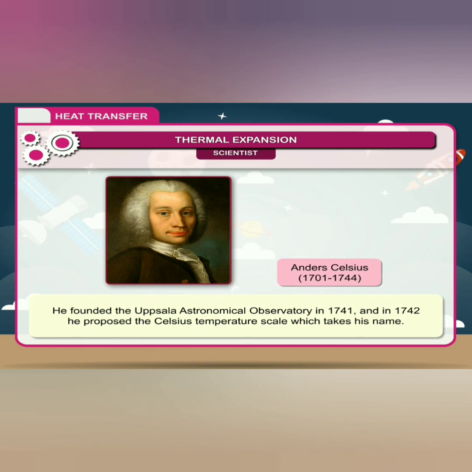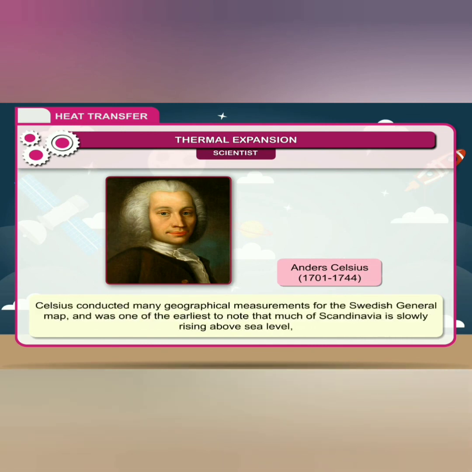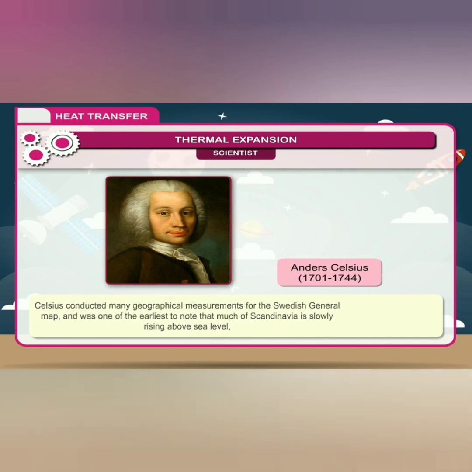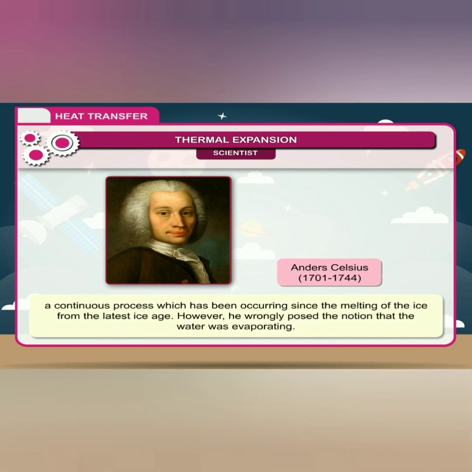So, from where did Celsius come? Now you understood it. Celsius conducted many geographical measurements for the Swedish general map and was one of the earliest to note that much of Scandinavia is slowly rising above sea level, a continuous process which has been occurring since the melting of the ice from the latest ice age. However, he wrongly posed the notion that the water was evaporating.